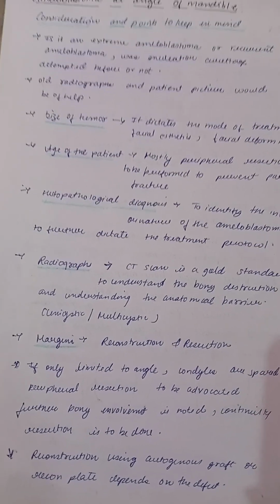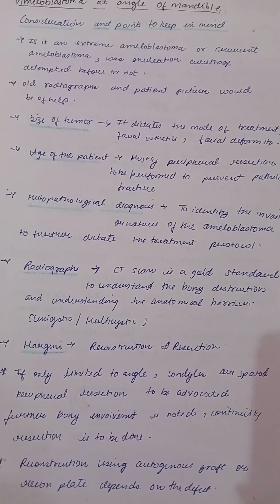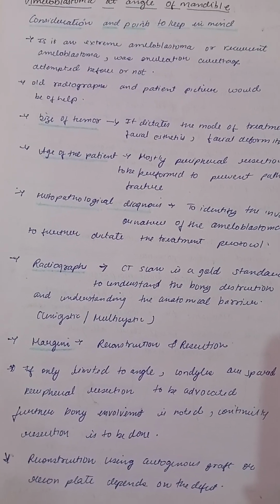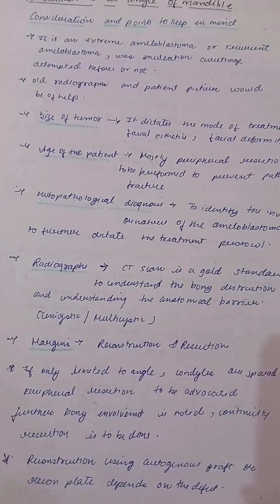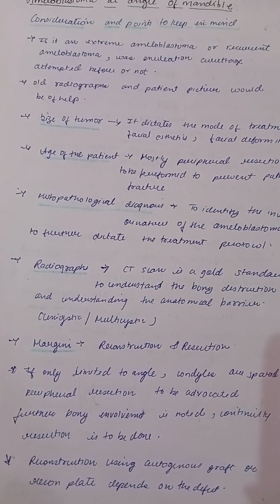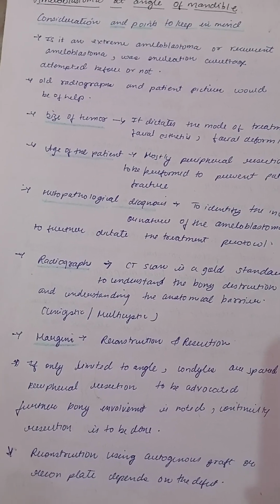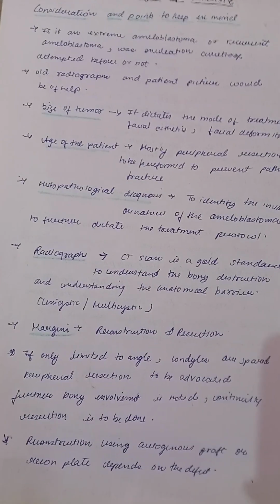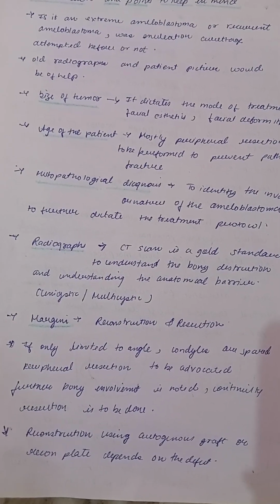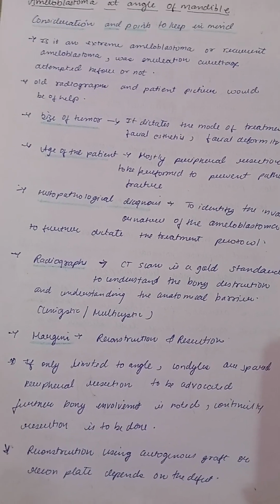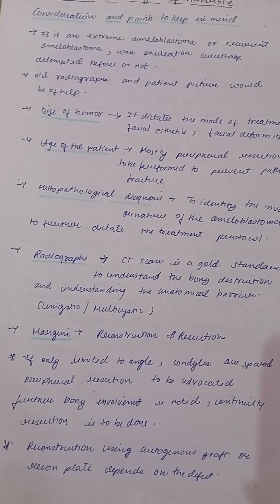Okay, if it is only limited to angle, then we should not involve the condyle, condyles are spared, peripheral resection should be done, peripheral resection to be advocated. Now, if we see a further bony involvement, then continuity resection is done. Reconstruction using autogenous graft or recon plate depends on the defect. Either we can go for autogenous graft or we can go for recon plate.